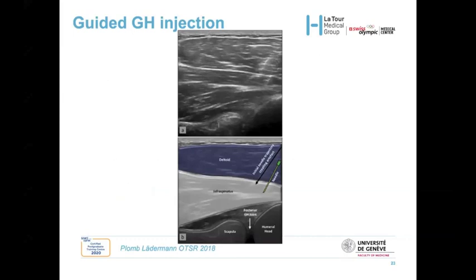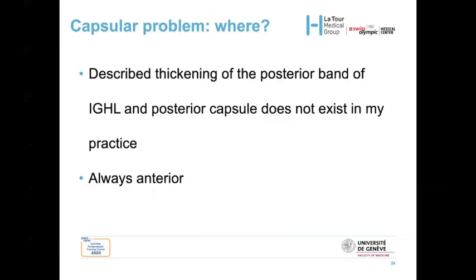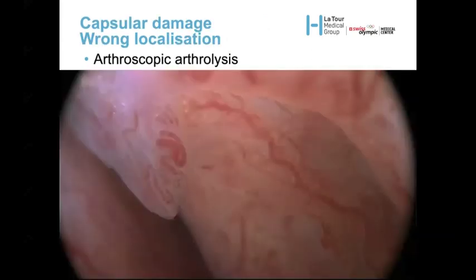Of course, it has to be guided. You need to know where you inject. The described thickening of the posterior band of the inferior glenohumeral ligament and the posterior capsule does not exist in my practice. This is never a posterior problem. This is always an anterior problem.